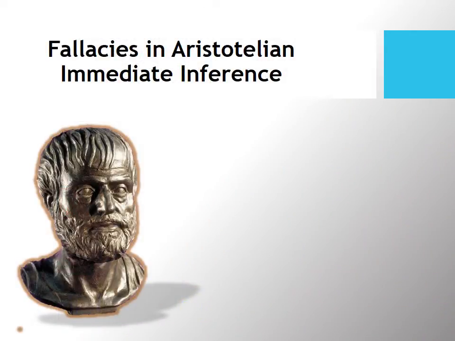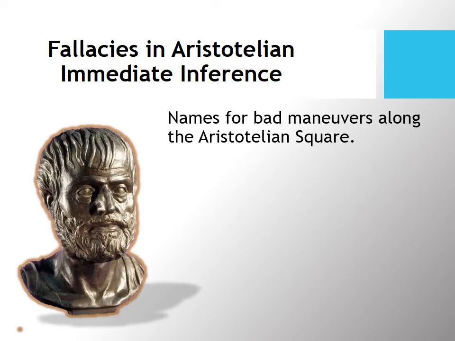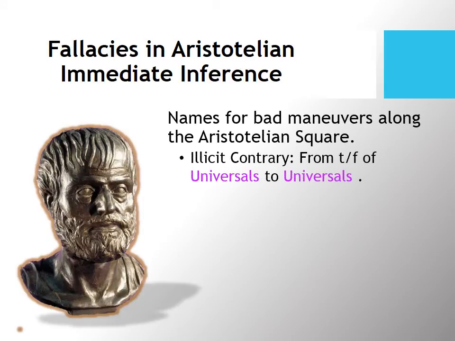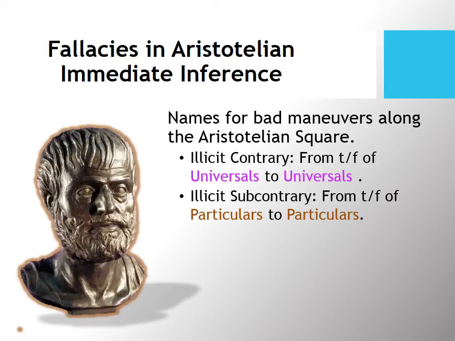Now, not every inference is going to be validated on Aristotle's table. There are fallacies in Aristotelian immediate inferences that you can make on this table. For example, there are names for bad moves along the Aristotelian square. They all tend to have the word illicit. When somebody tries to use a contrary relationship between the A and the E, and they do so badly, that's called illicit contrary. That's when you move from the truth and falsity of universal sentence to universal sentence.